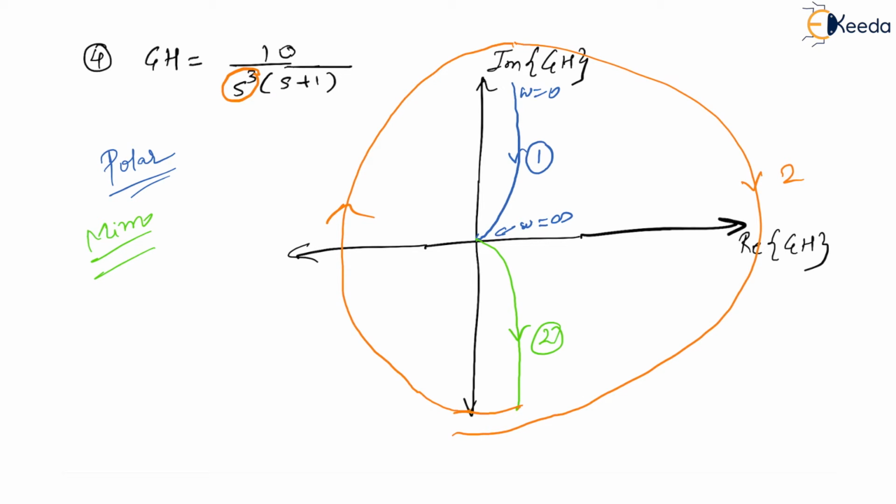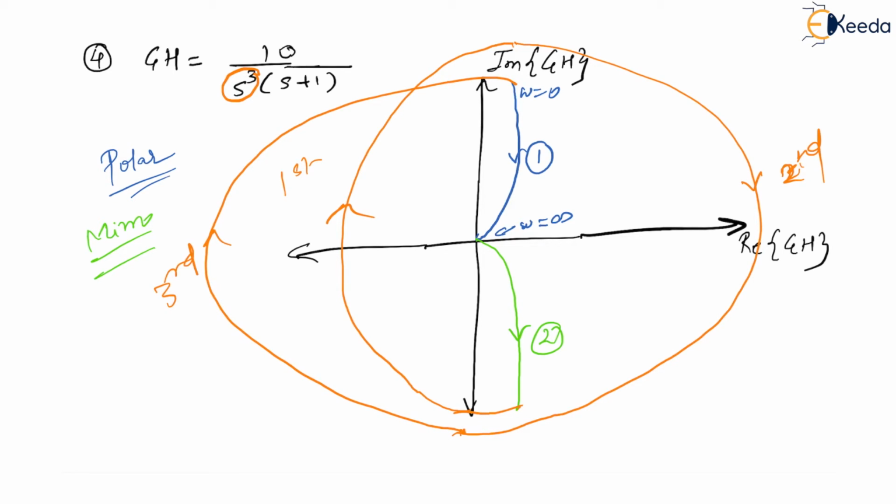This is the second semicircle, right? Second semicircle. This is the first semicircle. And now the third and last. This goes the last semicircle, third semicircle. Is that correct? This is nothing but your Nyquist plot. Very simple. Let me take some more examples.